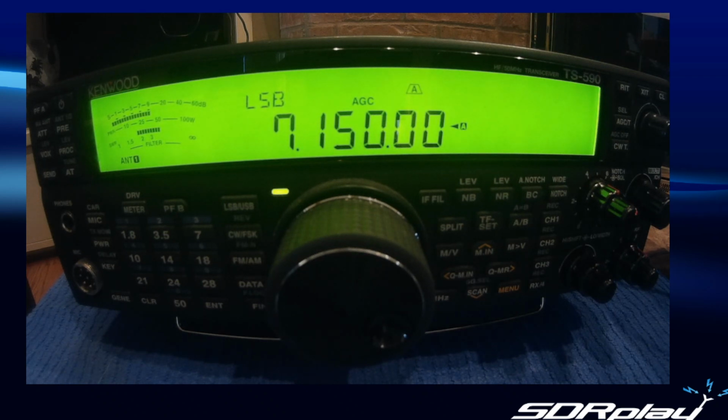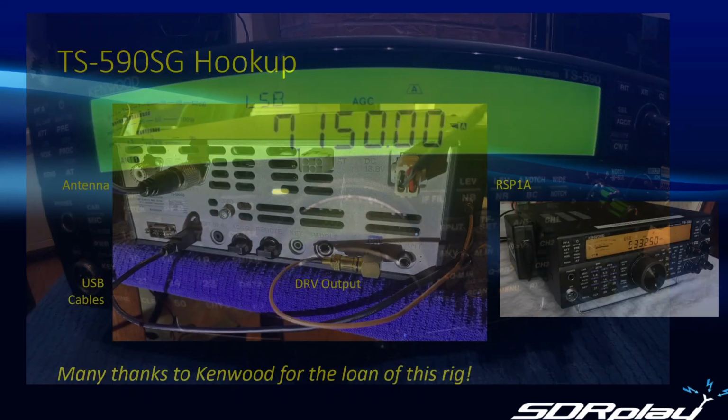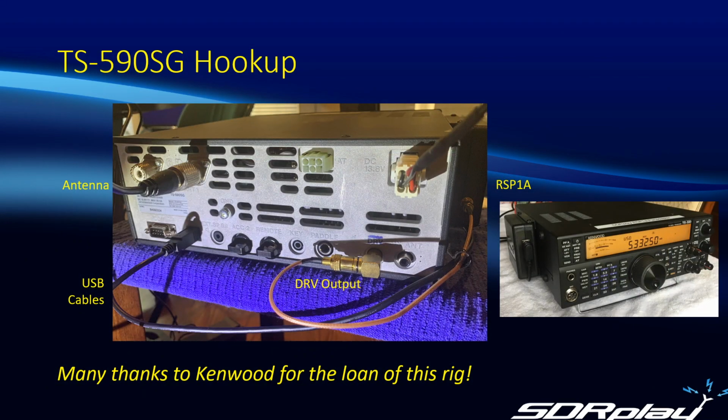And let's move this down and go back here. Okay, so here's the back of the rig. It's a TS-590SG, and I'll try and highlight a few pointers as we go through here. The antenna is hooked up. This is connected to, in fact, an MFJ receive-only loop antenna.